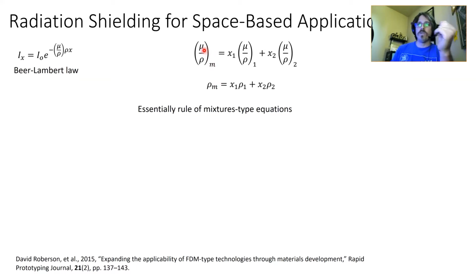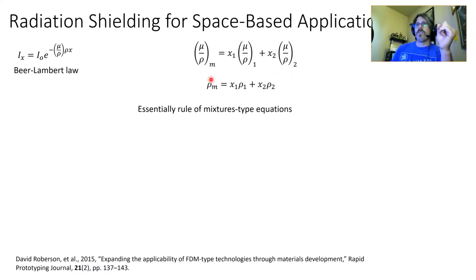So mu over rho for the mixture equals the mass fraction of your first substance plus the mass fraction of your second substance, multiplied by their respective mass absorption coefficients. Okay, so in this case we were doing tungsten and polycarbonate. You can get the mass absorption coefficient of tungsten and polycarbonate, and whatever percentage you're using of each, you just kind of plug and chug.